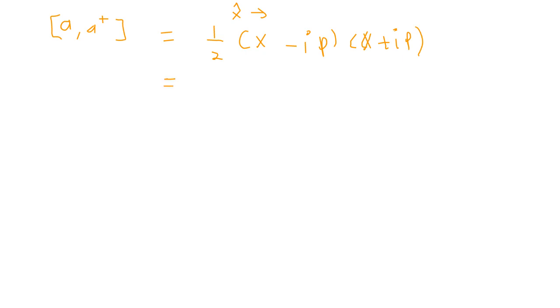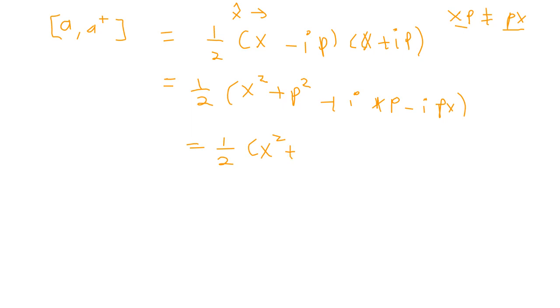Now, once you multiply everything, in the quantum domain they don't commute. So you know that xp is not the same as px. So you have to keep the ordering in which these operators appear. Multiplying everything out, you get x squared plus p squared, plus i xp minus i px.